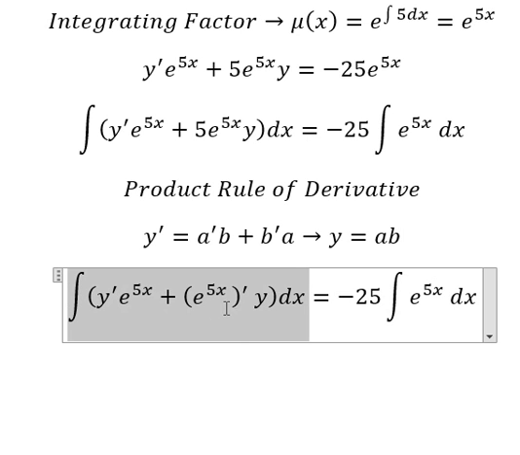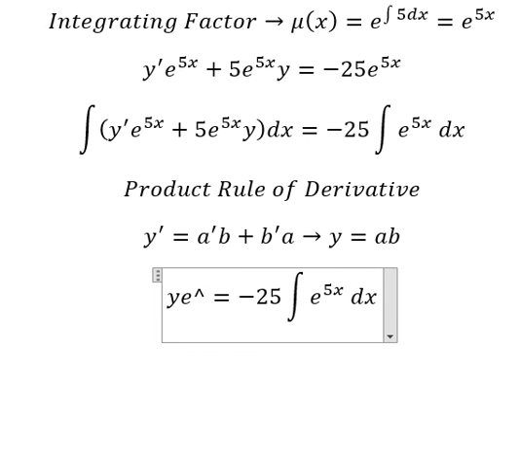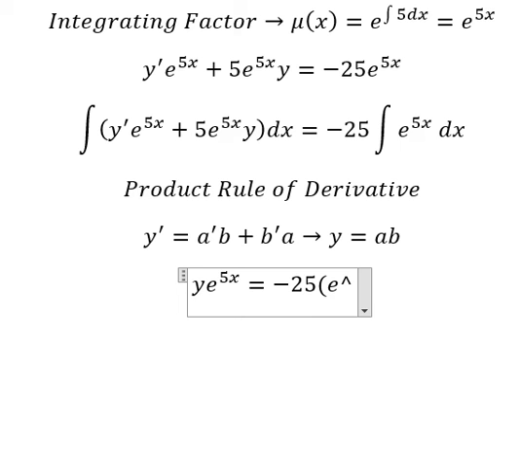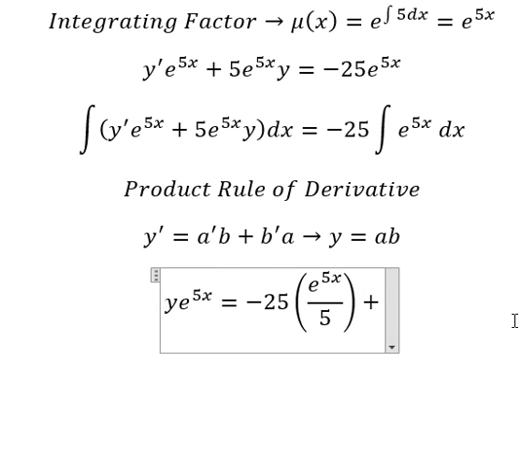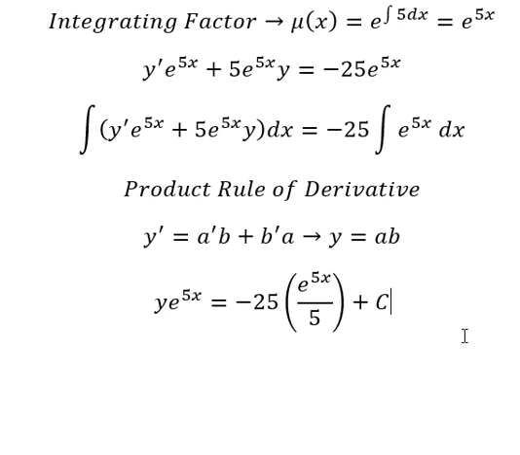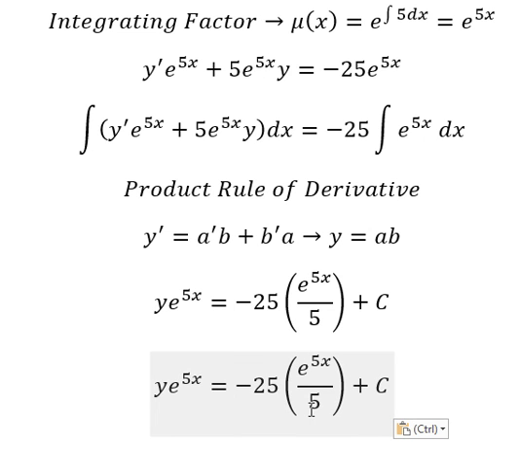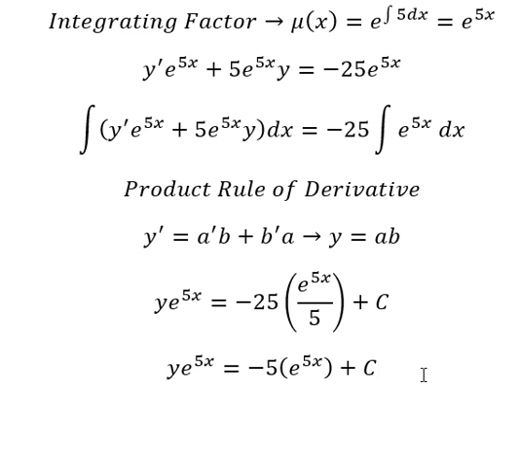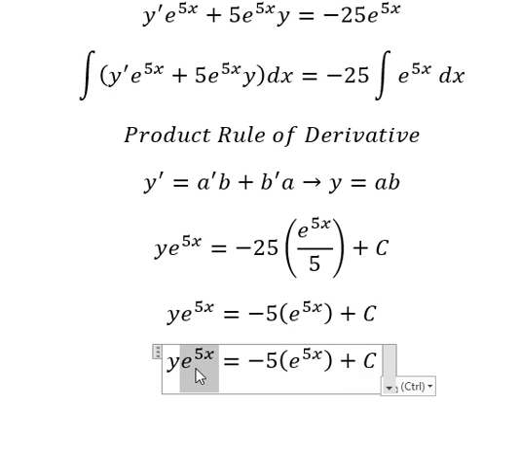So the integration of that one, we have y e to the power of 5x. This one is about e to the power of 5x over number 5, and I will put c. This one divided by this one, we have negative number 5. Next, we divide both sides by this one.